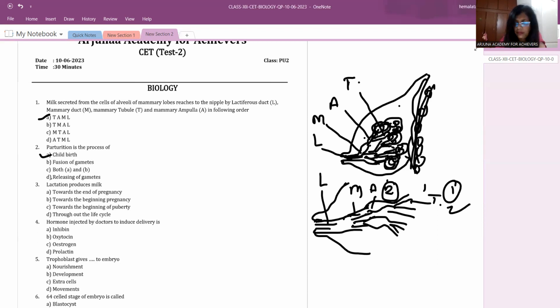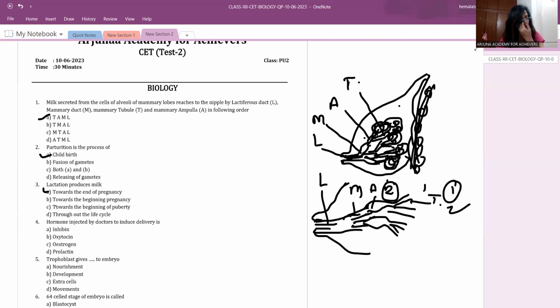Right? Next comes: lactation produces milk. When is lactation producing milk? Not before, right? Options given are towards the end of pregnancy, towards the beginning of pregnancy, towards the beginning of puberty, and throughout life. All ruled out, because only when the mother delivers the baby can she produce milk. Only after the end of pregnancy does the mother start releasing milk from the mammary glands. So option A is right.